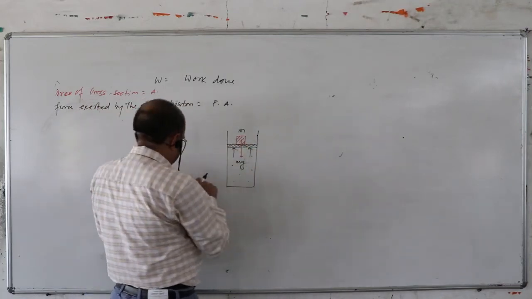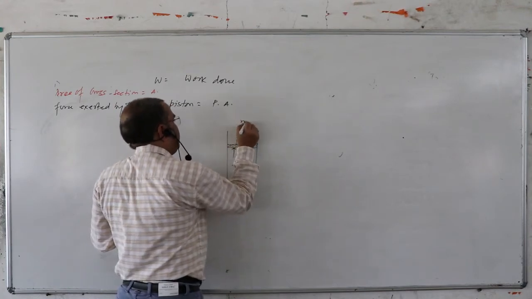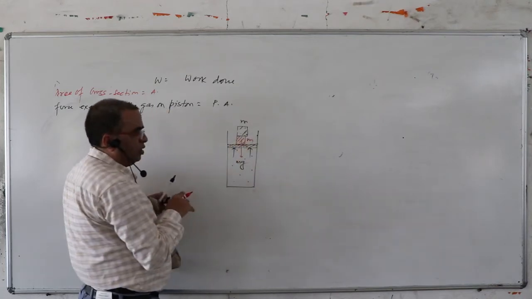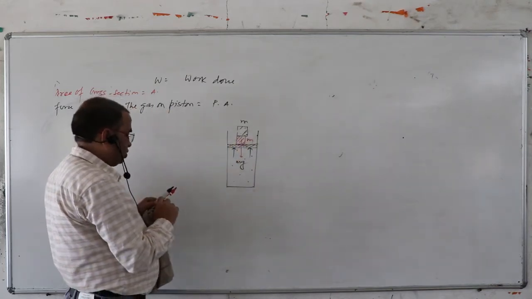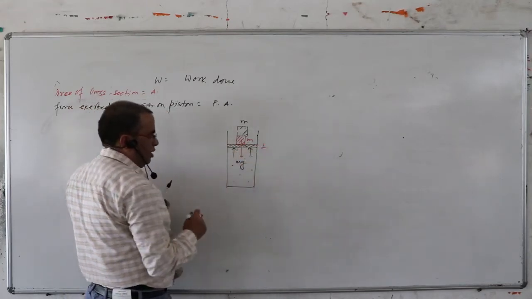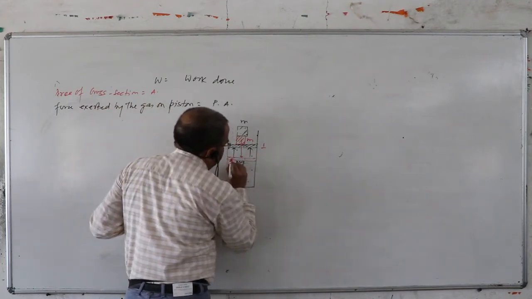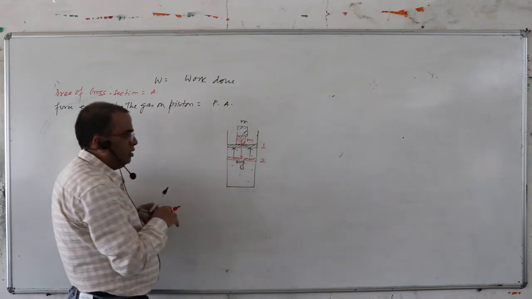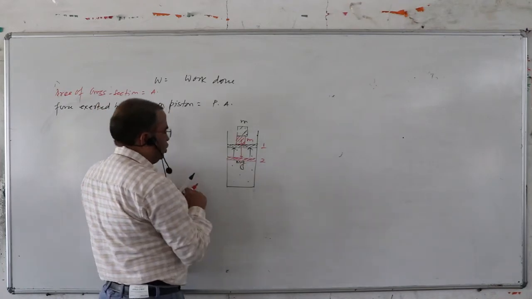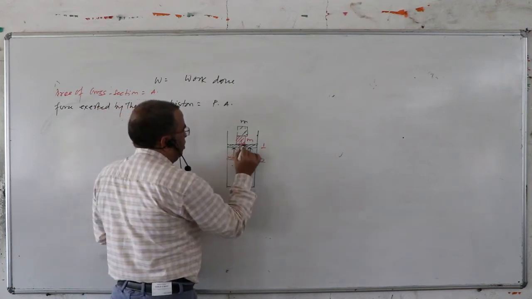Now, if I keep one more block of equal mass M, there are two blocks now, each of mass M. And you notice that the piston doesn't remain in equilibrium in position 1. Rather, it comes down to a new position, position 2, and again the whole system attains an equilibrium.